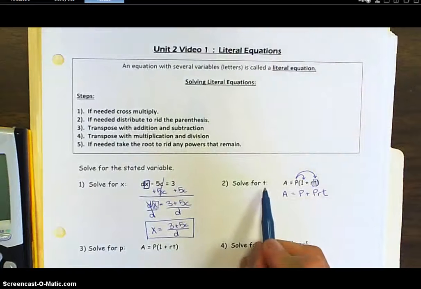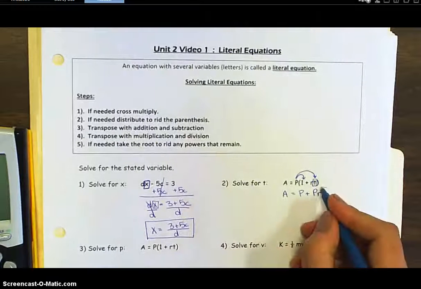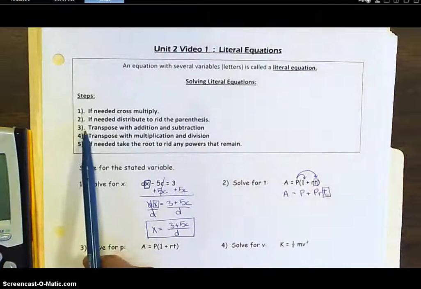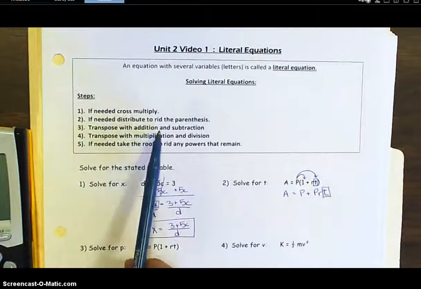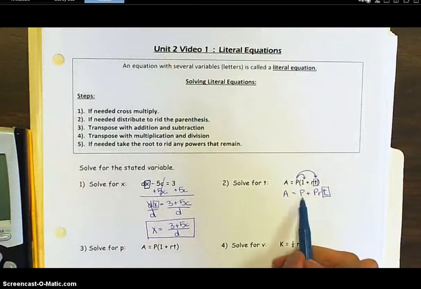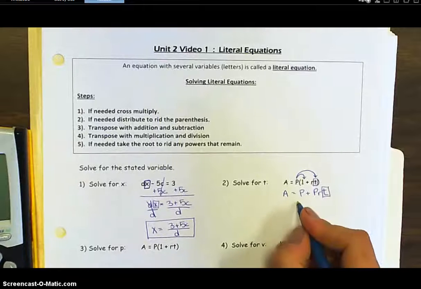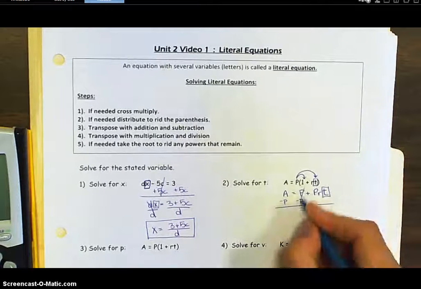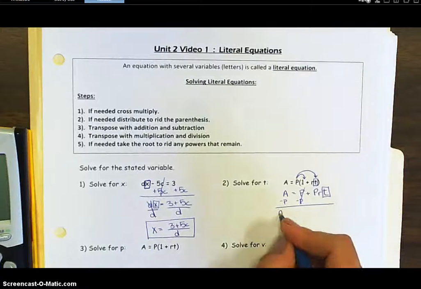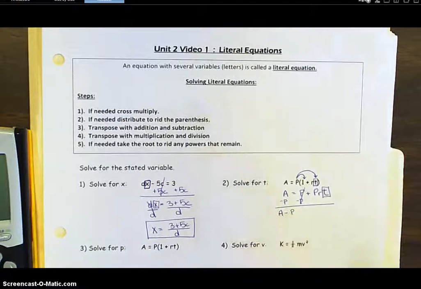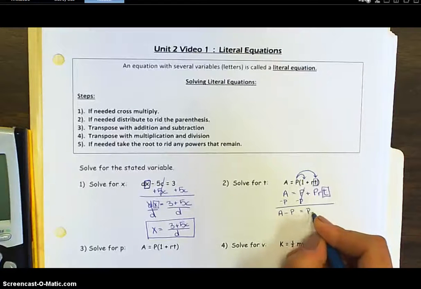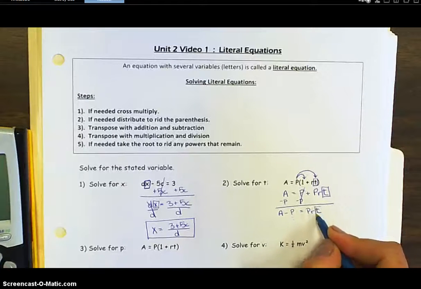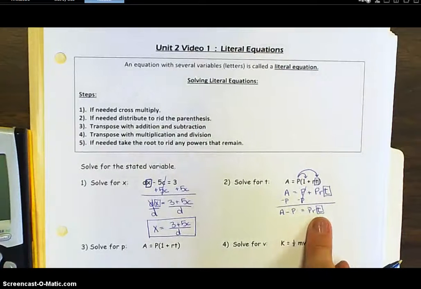Now once again, I'm going to remind myself that I'm solving for t. So I'm going to put a box around my t. I'm going to keep it right where it is. So now step 3, transpose with addition and subtraction. The first thing I need to do is move this p to the other side. So I'm going to subtract p. The p's are going to cancel. Now I have a minus p is equal to prt. Again, I'm going to put a box around my t. That's what I want to stay the same.